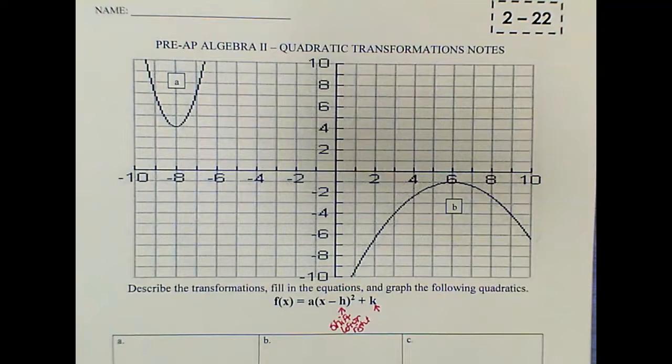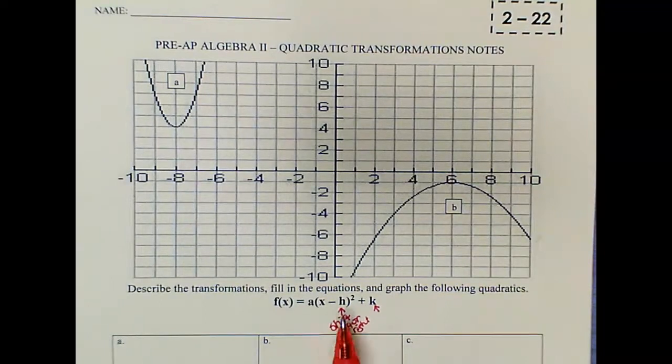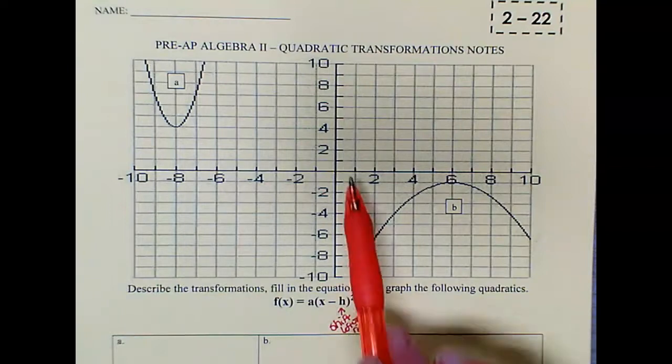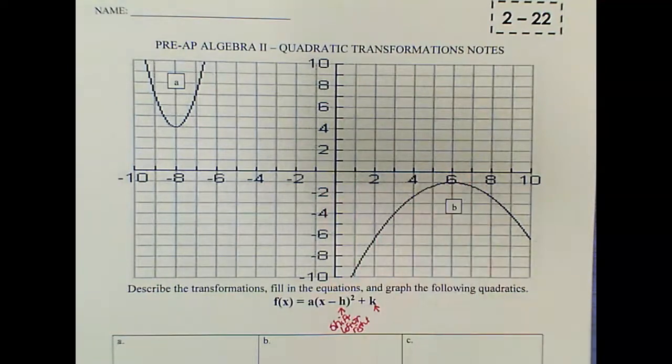And remember, everything in parentheses is a lie, because we have this minus right here. So if you have x plus 3, well, that means you're shifting 3 to the left. If you have x minus 7, well, that means you're shifting 7 to the right. So keep in mind that everything in parentheses is a lie.